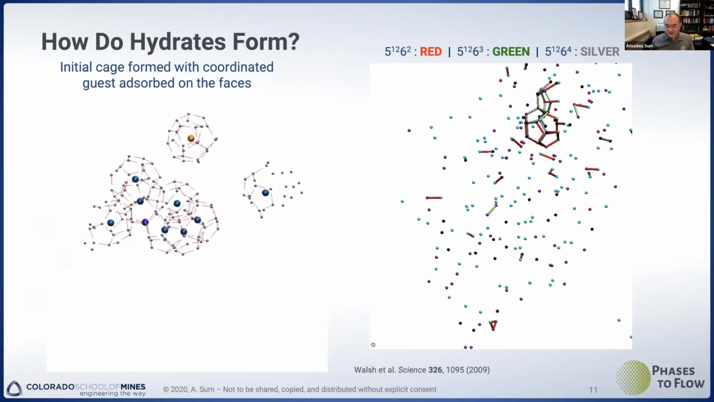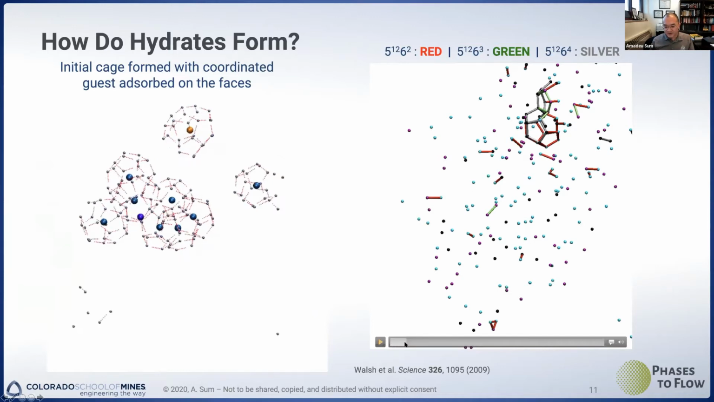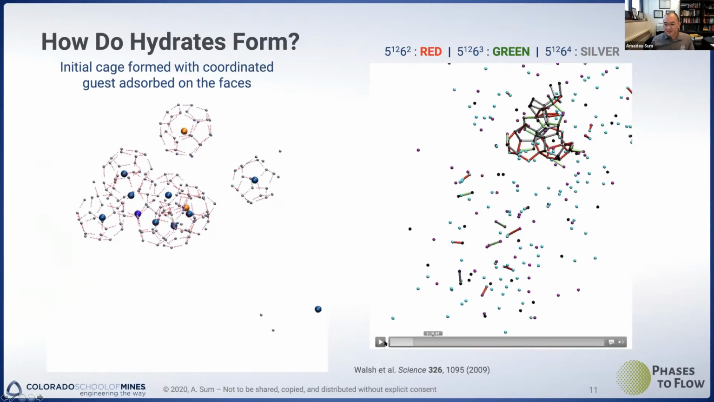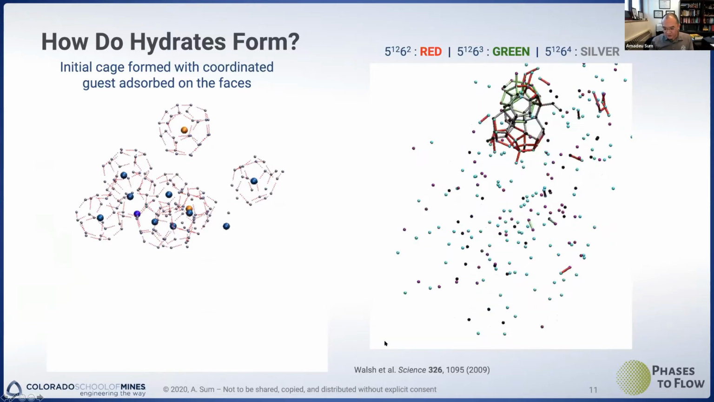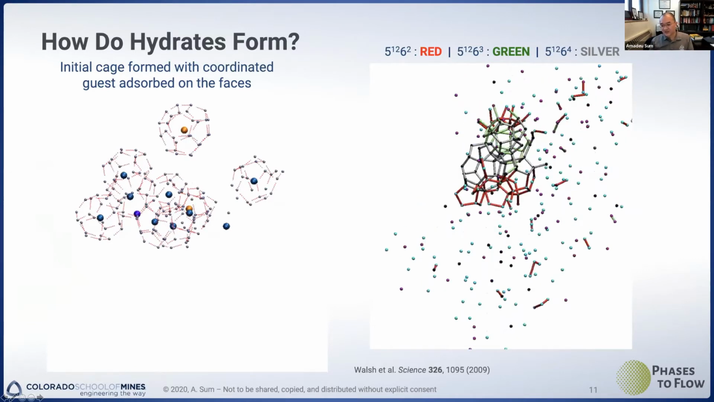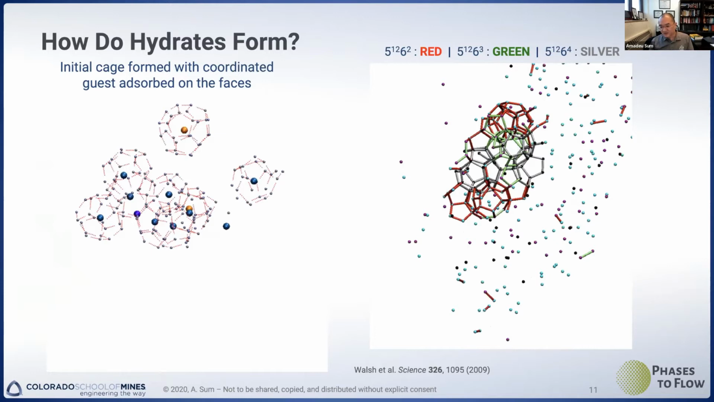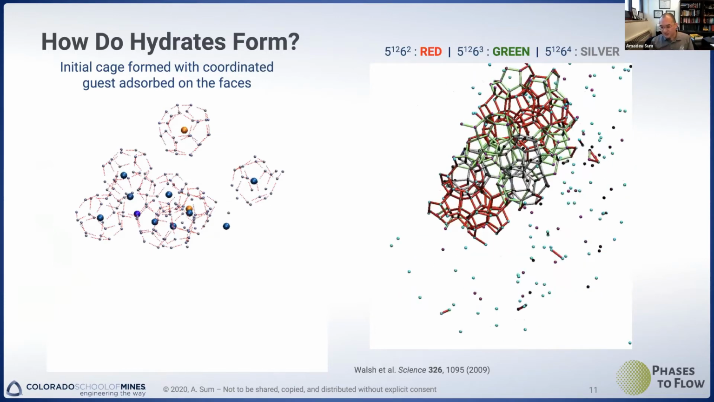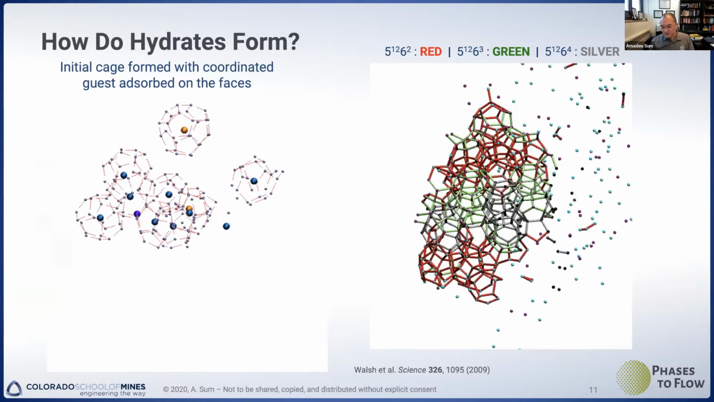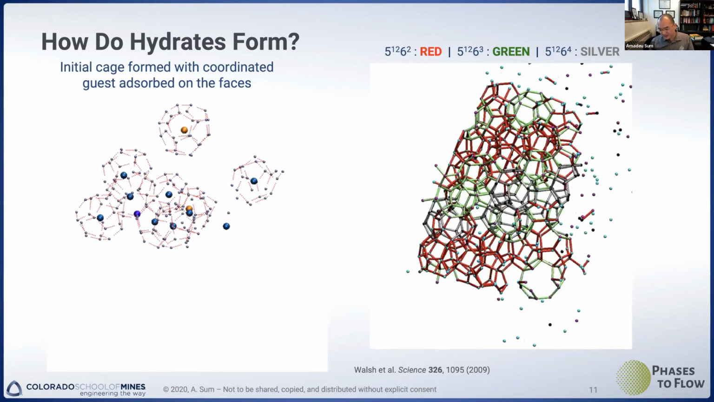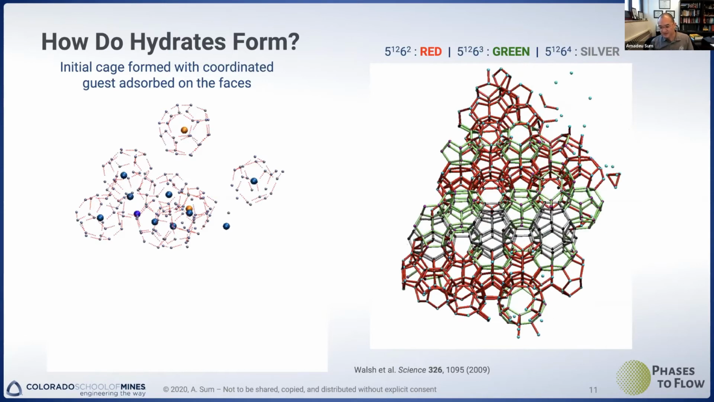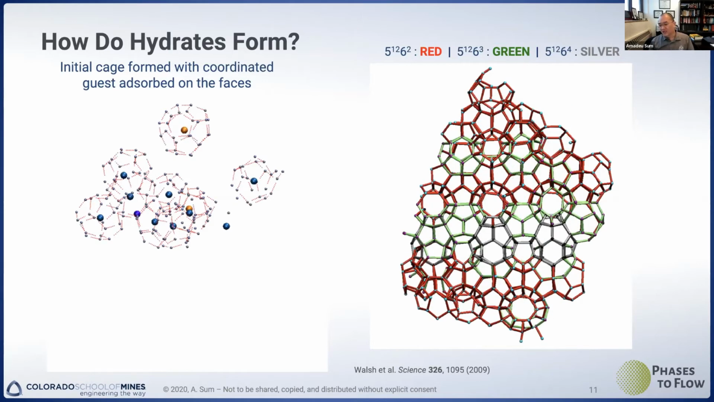And then in this second video here that unfortunately is not playing, you see the growth of the solid phase with the different types of cages that are being connected to form something that is not necessarily crystalline, but has features that resemble hydrates.